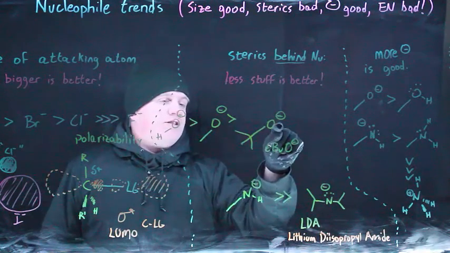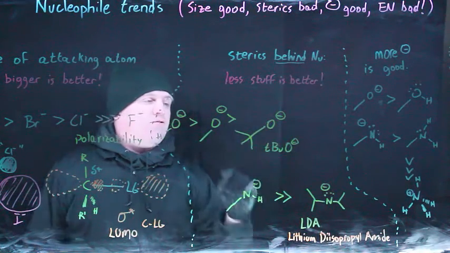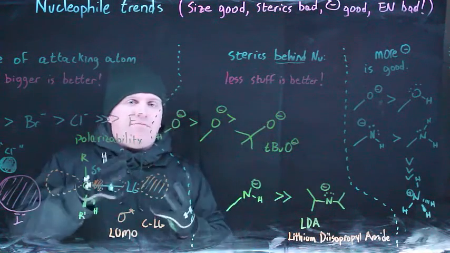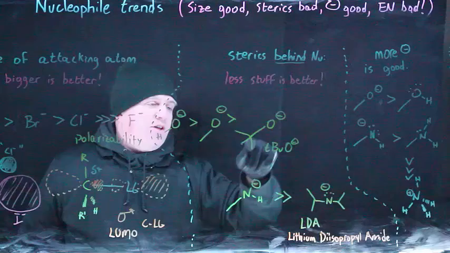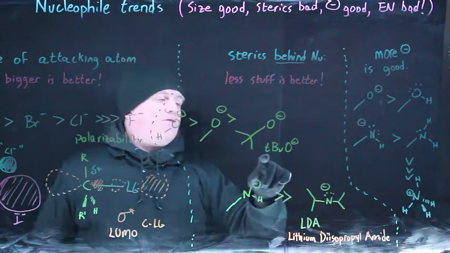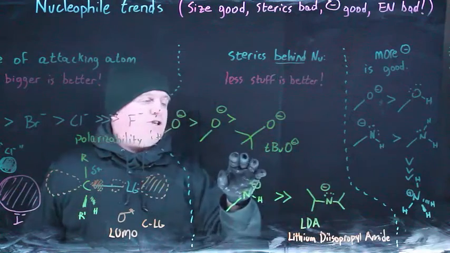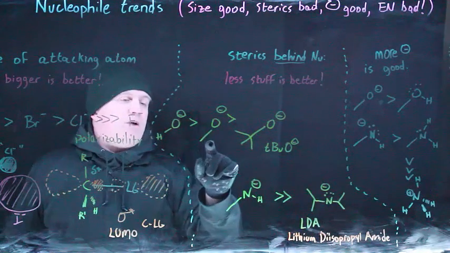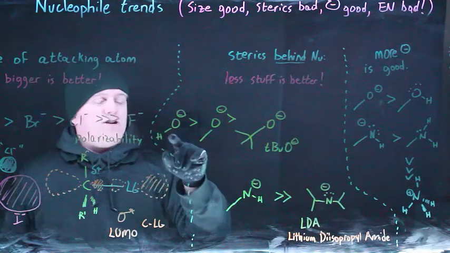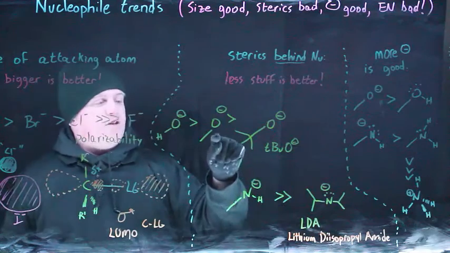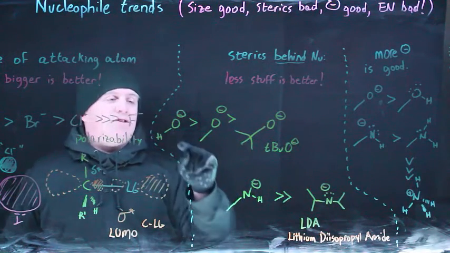Obviously, this oxygen is the same size in all three of these nucleophilic partners, but this has a lot more stuff behind it and a much greater chance that it will run into things and keep the oxygen from getting where it needs to go. So a tert-butoxide is going to be much worse of a nucleophile than a methoxide, which is substantially smaller. And then, of course, methoxide is going to be worse than hydroxide, which is even smaller. So tert-butoxide is a worse nucleophile than methoxide, which is substantially worse than hydroxide.